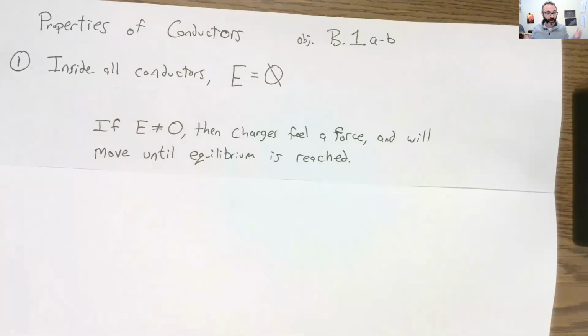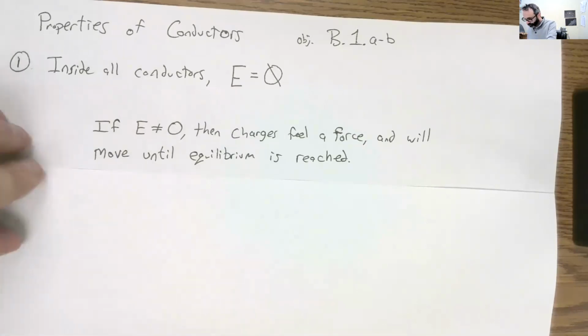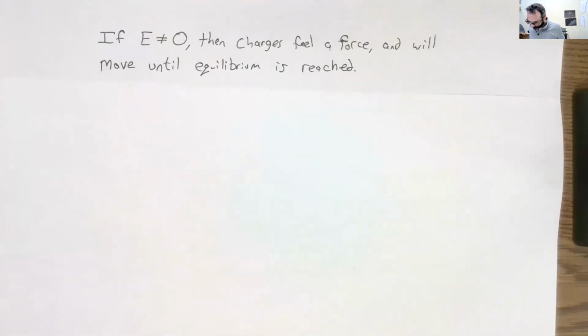Okay, so whenever you have a conductor, the electric field inside the conductor is always going to be 0. Does that make sense? Questions or comments about that? Okay.